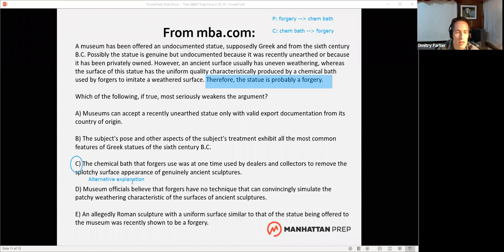Okay, so an alternative explanation, right? That's all we need. In order to say the statue is probably a forgery, we'd have to rule out that other possibilities aren't very likely. So we weaken it by saying that they are.